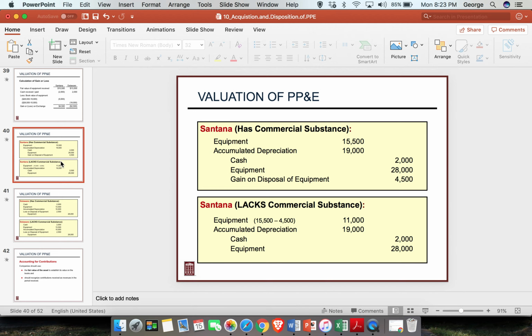So showing these two transactions for Santana with commercial and lacks commercial, notice that the difference is that when it has commercial substance, we're going to record the gain, and if it lacks commercial substance, the gain will be deferred, and the amount of the equipment will be capitalized at 11,000. So we will subtract out the gain from the 15,500, and record a smaller amount of equipment.